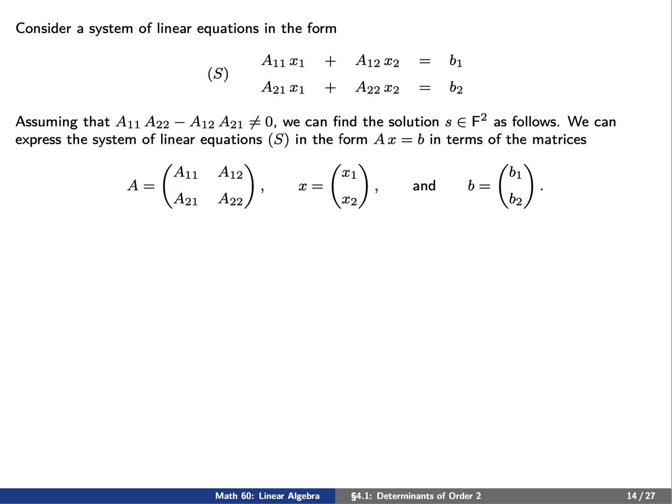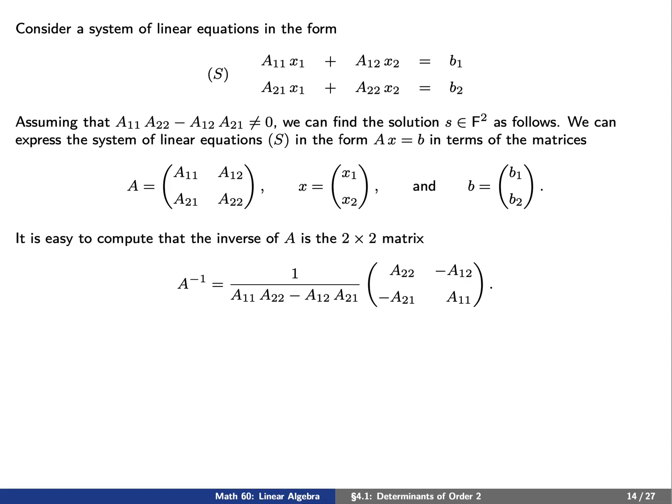First, let's express the system of equations in the form A times x equals b in terms of the matrices that you see here on your screen. We've seen in previous lessons that we can compute now the inverse of this 2 by 2 matrix A by just dividing by this quantity that we introduced earlier, a11 times a22 minus a12 times a21.